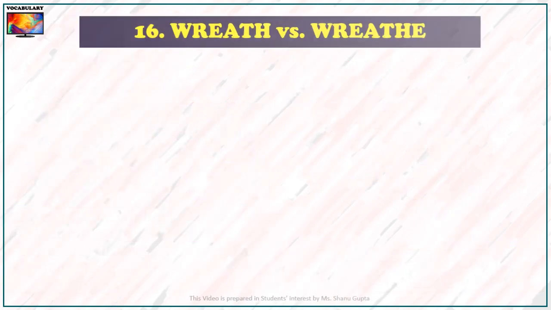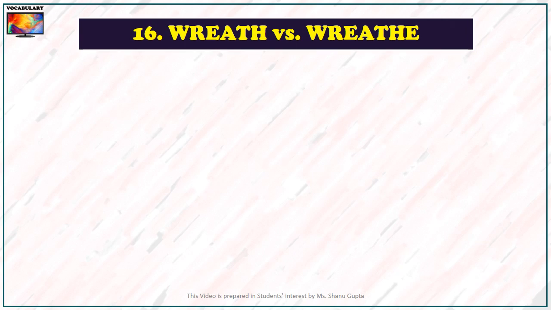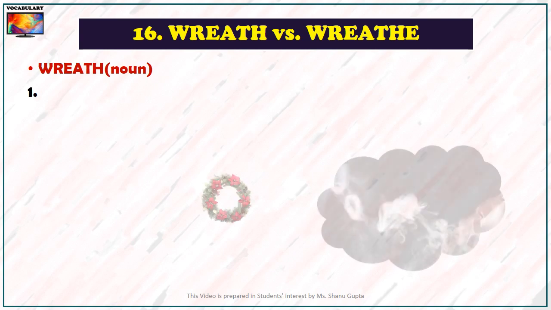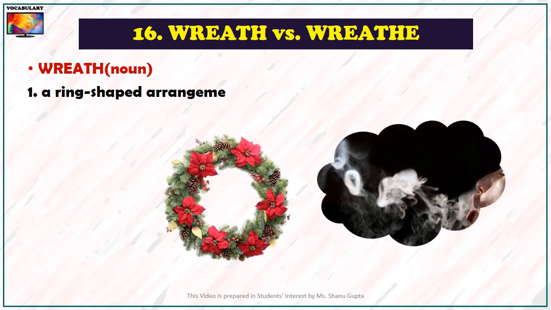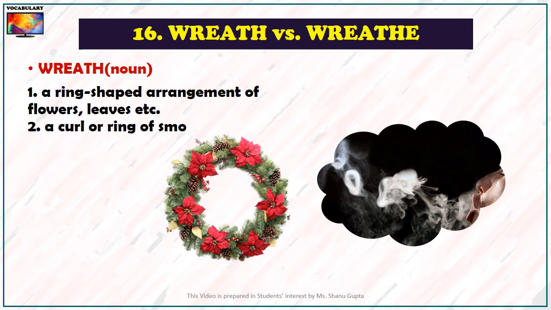The next word pair is wreath versus wreathe. These words mean the same except for the fact that the first word that ends with th is used as a noun and the second word that ends with an e is used as a verb. Wreath means a ring-shaped arrangement of flowers, leaves, etc. A wreath can be used for decoration or for laying on a grave.